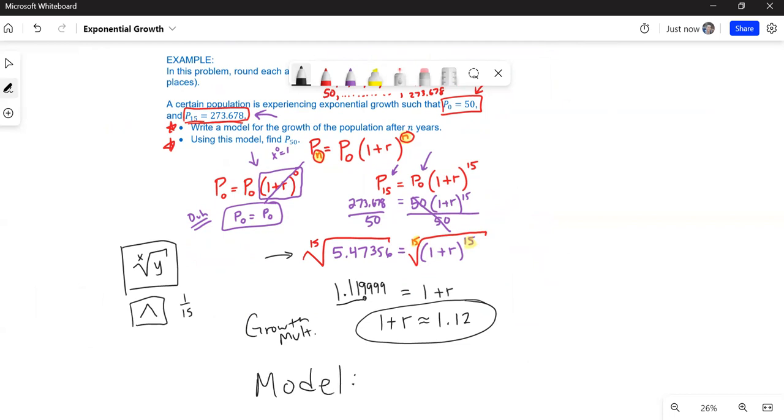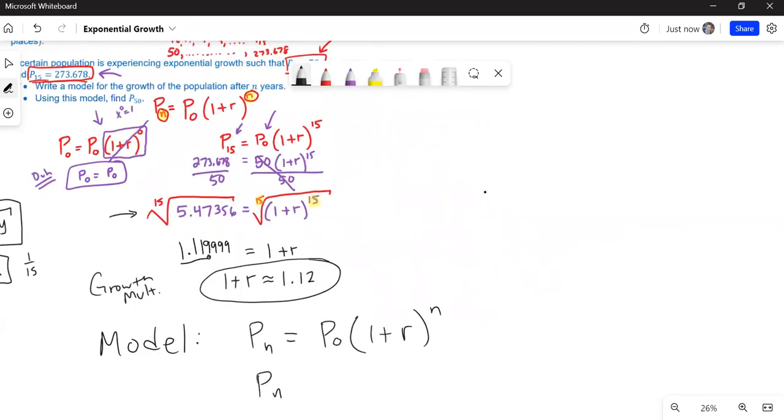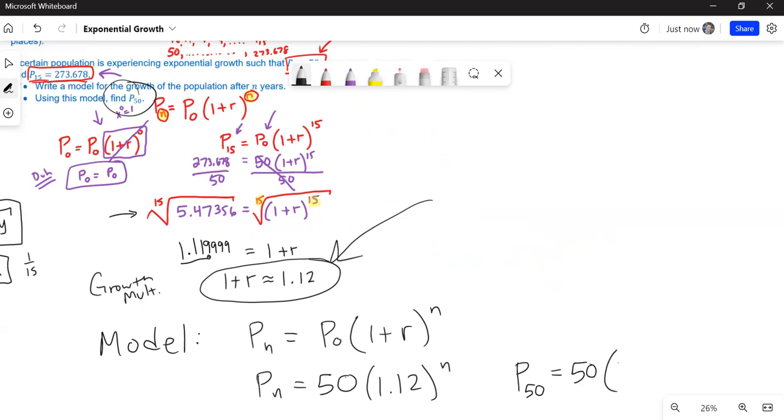And our model will be population for any number of years is equal to P naught times 1 plus R to the n. Let's plug in what we know. We know that P naught, original population, is 50. And now we have solved, with all of this work, for 1 plus R. It's 1.12 to the nth power. So to finalize this, the last question says find P sub 50. And now we're ready to do it. We can just plug in 50. So the population started at 50, our multiplier is 1.12 for 50 years.